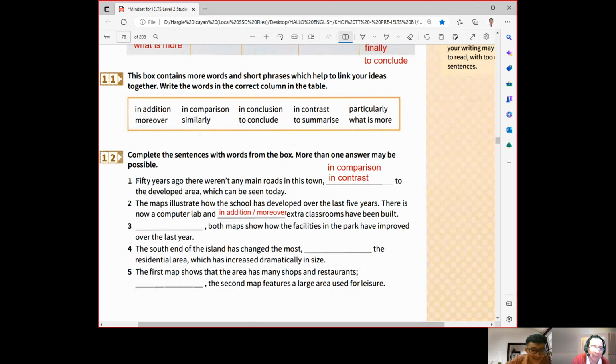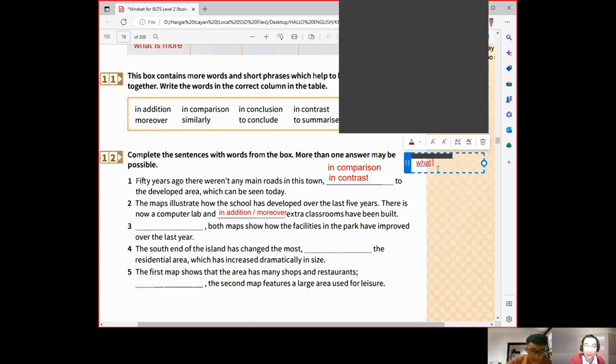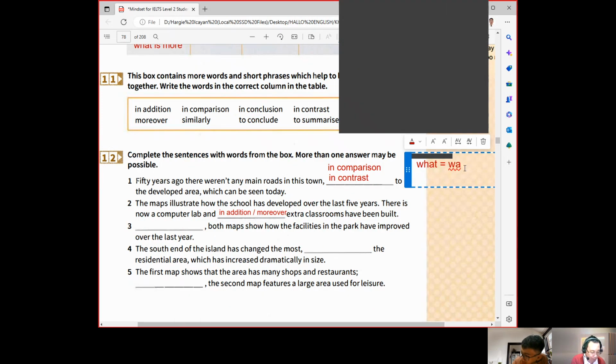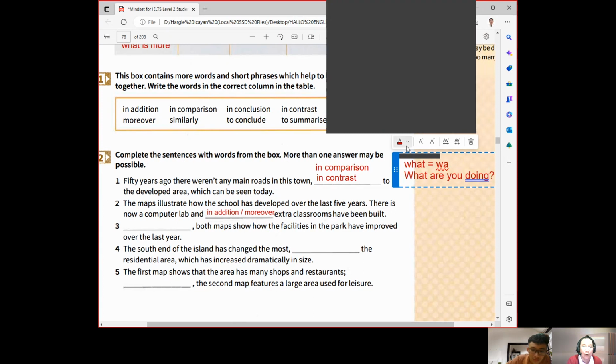Okay, let's have first a short pronunciation. In London, when they pronounce the word "what," they pronounce it as "wah." They do not emphasize the T. For example, "What are you doing?" This one is a question. So they will say this one as "wah are you doing" instead of "what are you doing." So that would be the pronunciation in London.